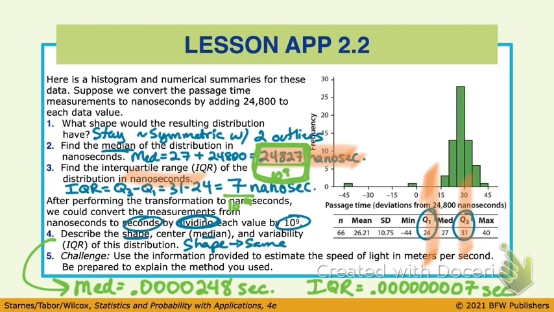All right, this challenge problem says use this information provided to estimate the speed of light in meters per second. So what we have to know in order to answer that question is how many meters per second. We have to know how far it was, which we do, 7,400 meters, and then how much it is per second. And that's what we just found, the median here. This is how much it is per second.